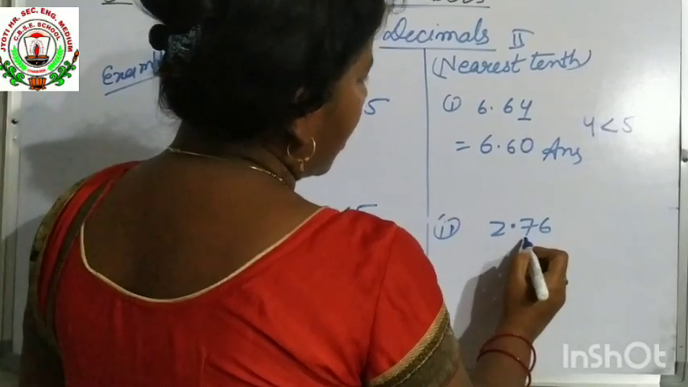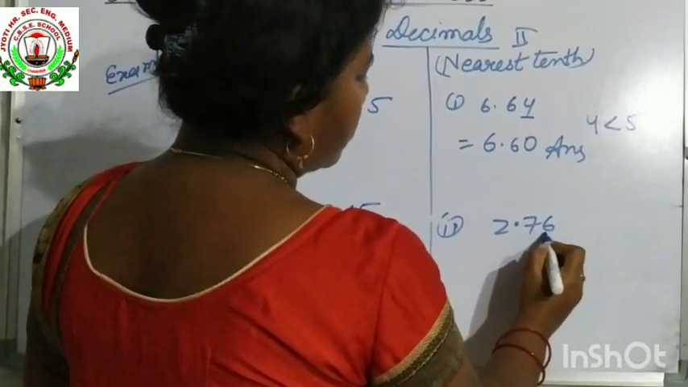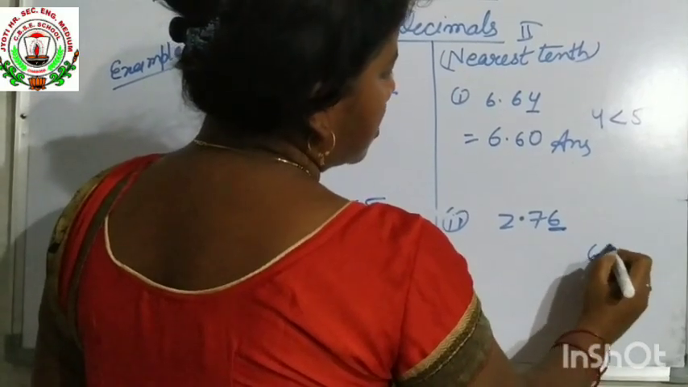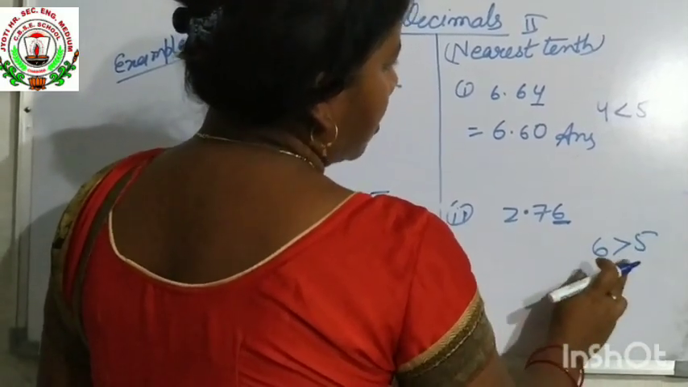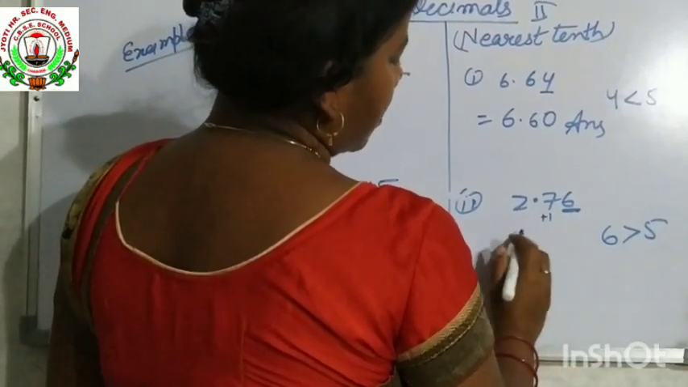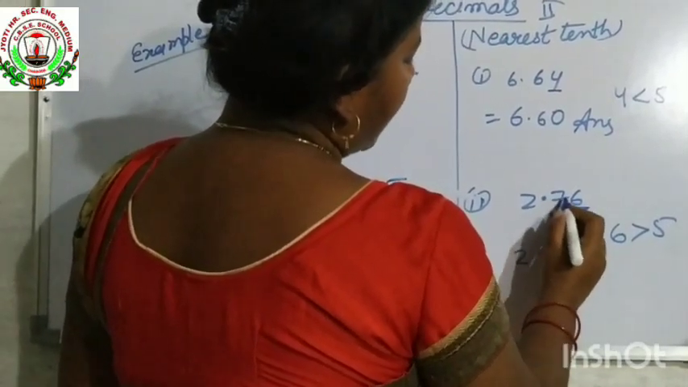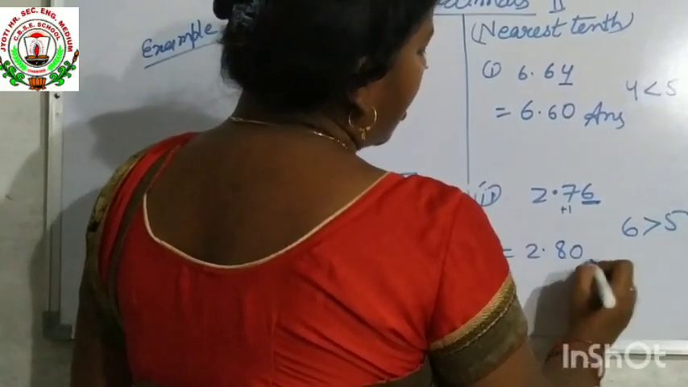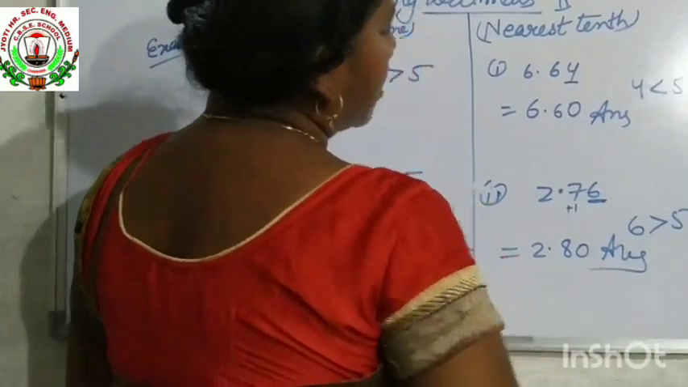Now similarly again, nearest tenth we have to do. So we will see this hundredths place number, 6. 6 is greater than 5. So if it is greater than 5, then you will add 1 in this place. So 2.7 plus 0.1 is 2.8 and this digit will be 0. So it is the rounding of nearest tenth.